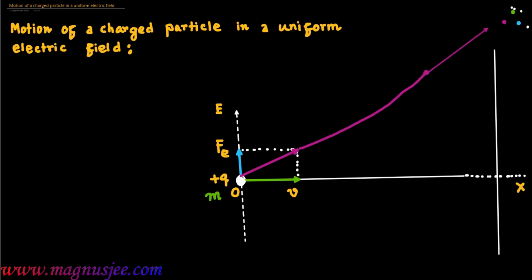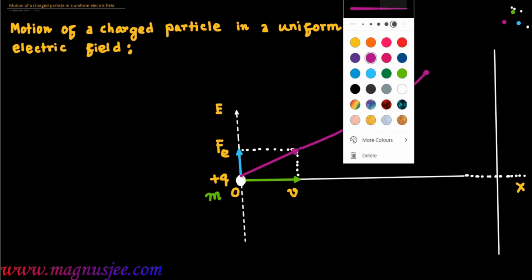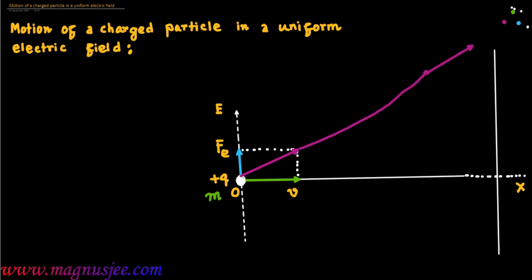And beyond this electric field, the charged particle will describe a straight line trajectory. This will be the straight line beyond the uniform electric field. And this is the screen on which the charged particle will strike. A is the point after which it will be outside the electric field. AC is the straight line path described by the charged particle beyond the electric field.